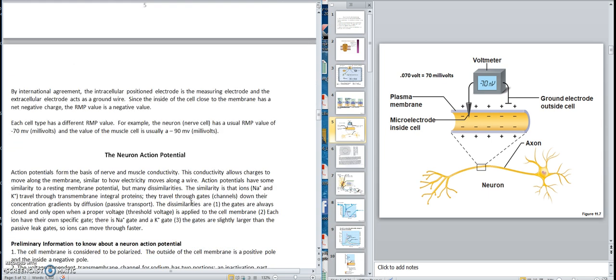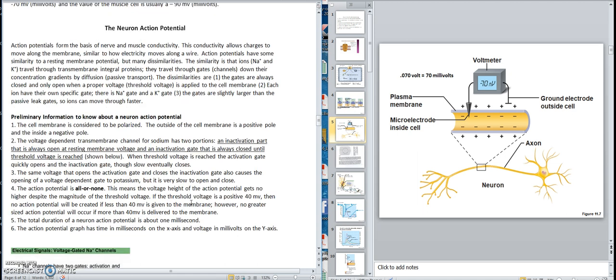All right, so now we're through with resting membrane potential and we're ready for neuron action potential. All right, so we'll close here.